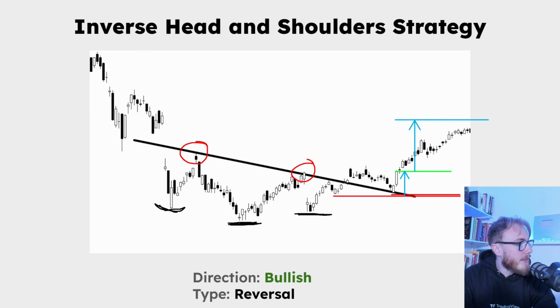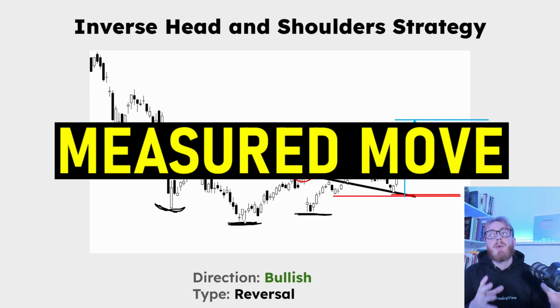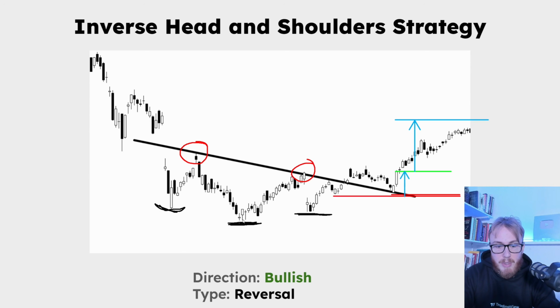But another method to take targets when it comes to head and shoulders patterns is to use something called a 100% measured move. A 100% measured move is when you measure the price from the low of the head and shoulders up to the line connecting the highs. So you take this measurement, and then you take this exact measurement from the breakout. So perhaps using this method, our take profit would be around here.